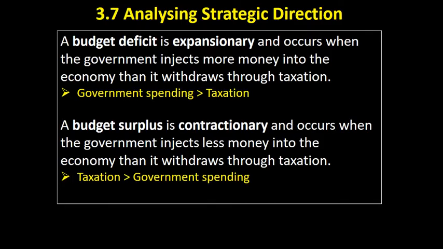So on the other hand, we've got government spending. So governments can either raise or increase taxes depending on what they want to do to the economy. They can also raise or increase their spending. So a budget deficit is expansionary. Well, what do I mean by that?